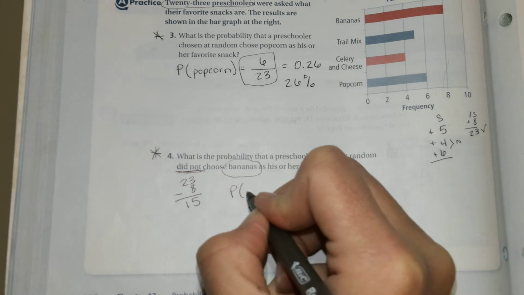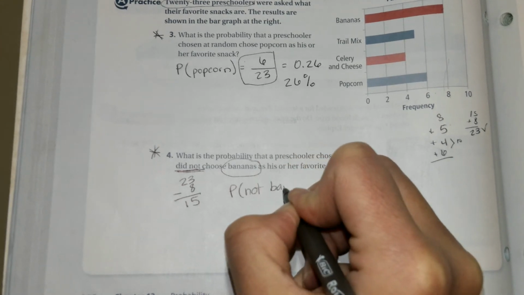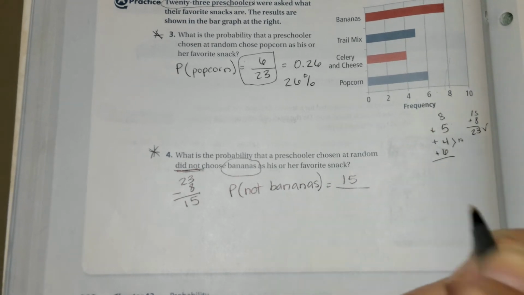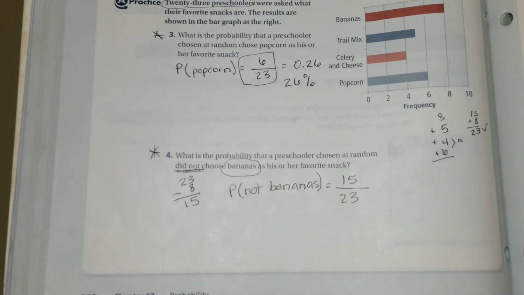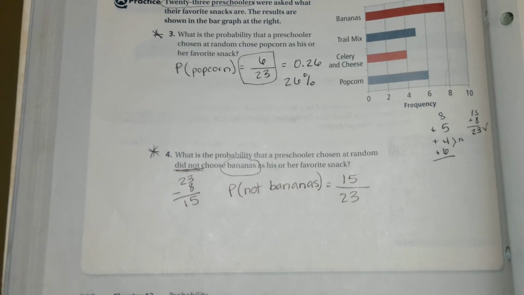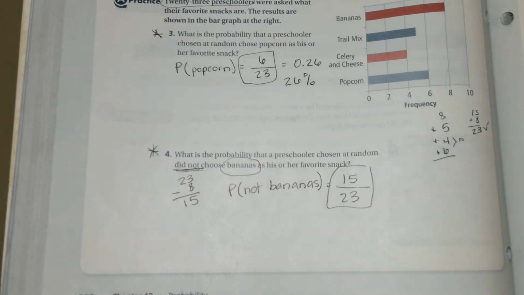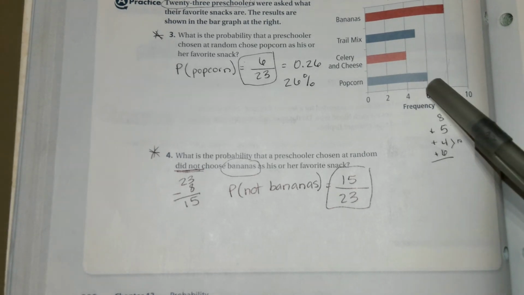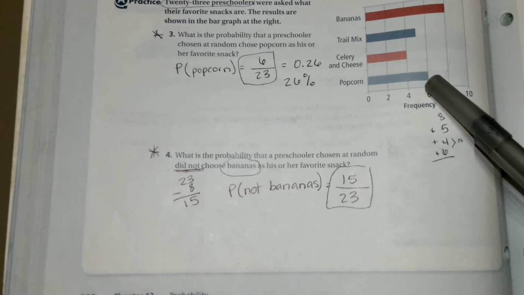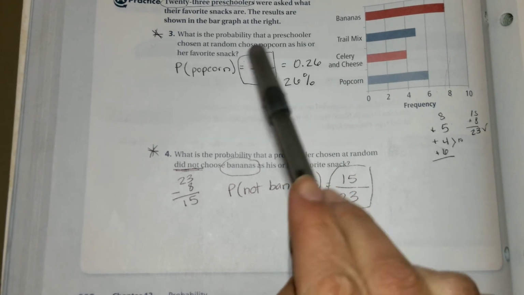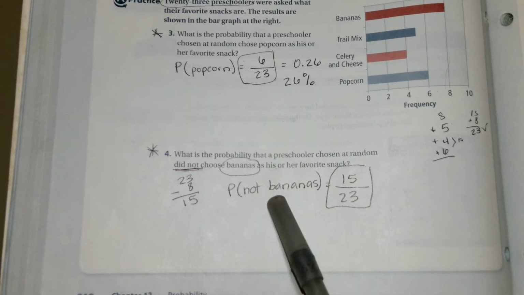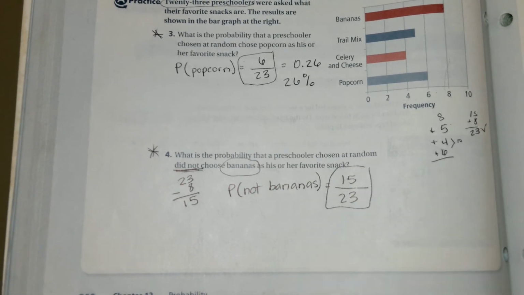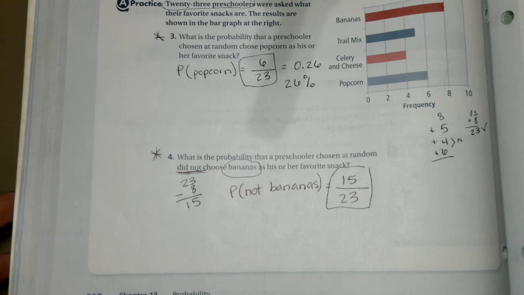So anyways, the probability of not bananas would be, there's 15 that chose not bananas out of the 23 total. Reduce it if you can, but you can't, so that's the answer. Okay, so that's how you use relative frequency tables to calculate probability. Really, it's pretty much just the relative frequency of each category that it's telling you. So the frequency number over the total. Okay, so I'm going to move it. Pause it if you need this.